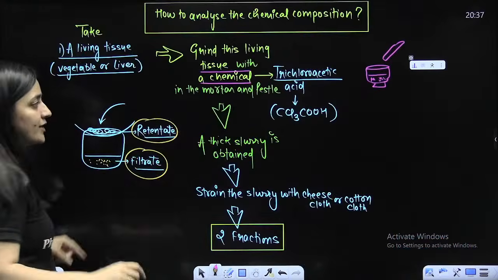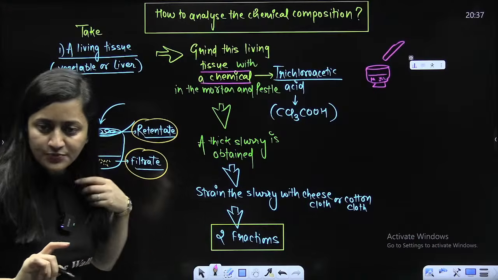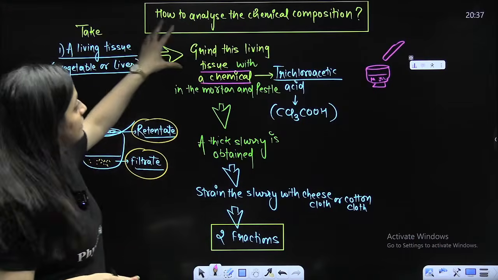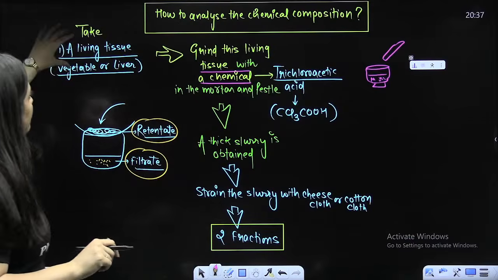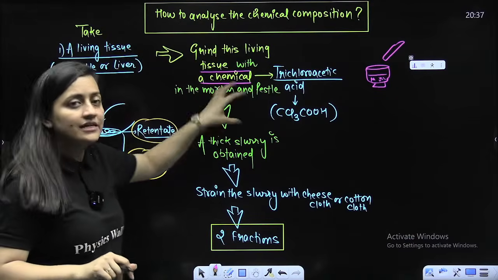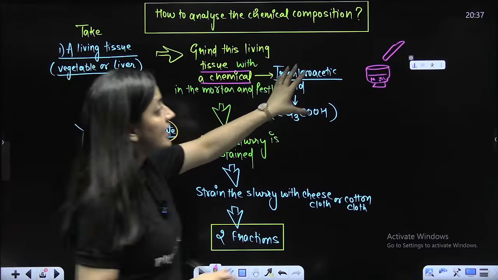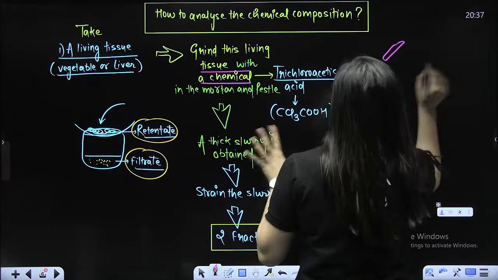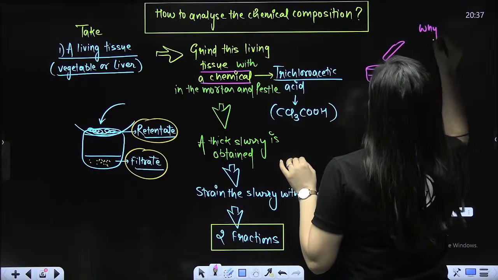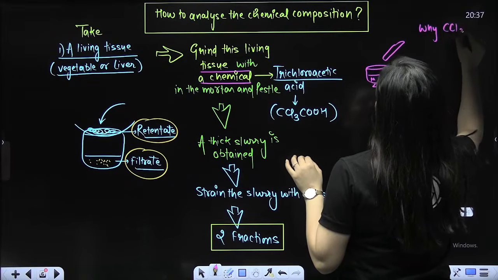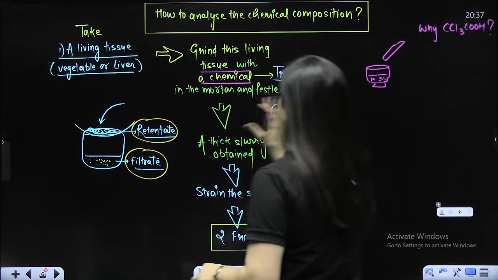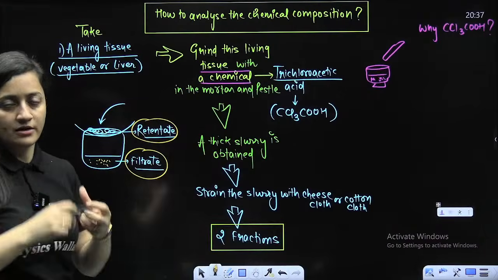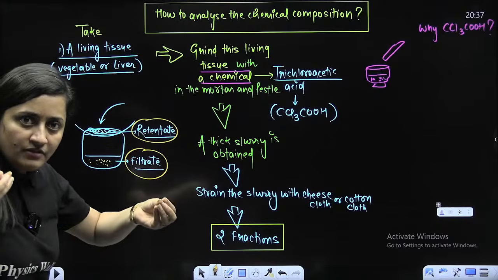So let's have a quick revision. What did we discuss? We are talking about the analysis of chemical composition. We said we'll take the living tissue and grind it with a chemical. What is the name of the chemical? Trichloroacetic acid. I will tell you why this trichloroacetic acid, that we will also discuss. But first let's revise this particular experiment. After that, a kind of paste, a kind of slurry, will be obtained, right?